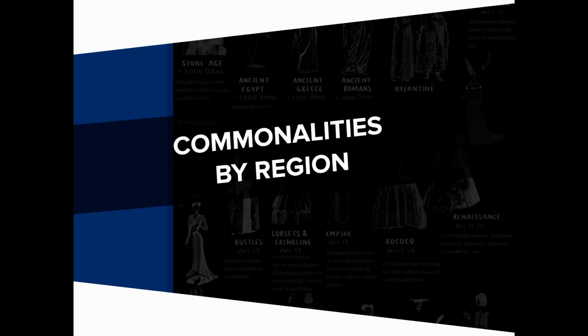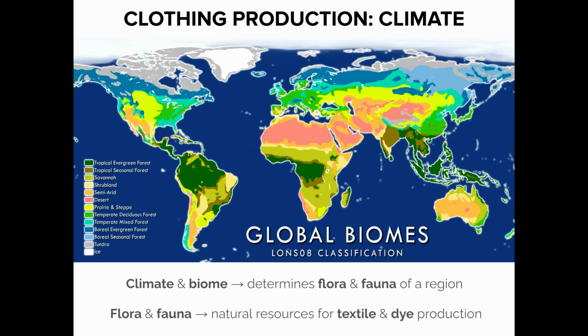Going into commonalities of the world by region, we're going to do some little map jumping here. Clothing production is really dictated by climate. The climate and biome of the place you're in determines the flora and fauna of that region, and the flora and fauna are the things that you, as people living on a continent in a country, have to make your textiles and dyes.